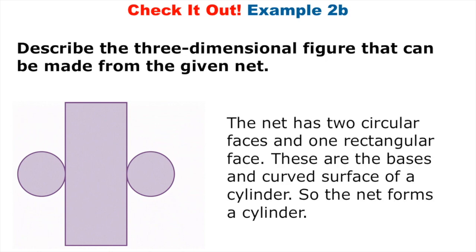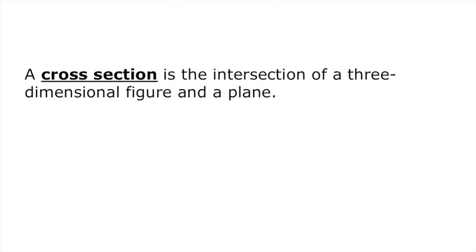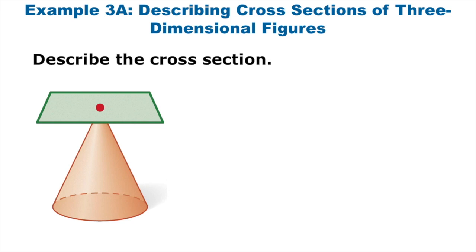The last thing that we're going to look at is called a cross section. A cross section is the intersection of a three-dimensional figure or a solid and a plane. So remember, a plane is a flat surface. So let's look at some examples. In the first one, it wants us to describe the cross section. So we see that the plane is intersecting the cone at the vertex, at the very top. So since it's crossing it at the vertex, the cross section is simply a point.